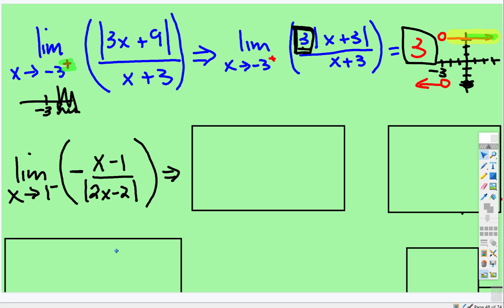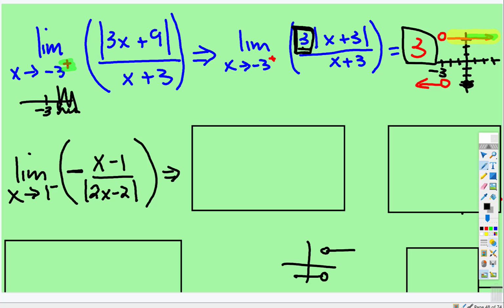Let's try another one. Now we have, oh, we have a negative graph. We haven't talked about the negative graph. Well, remember, when you have a negative, that's a reflection. So if you had the basic parent graph, this would be there, and this would be there. And if you reflected it, those two would reflect over the x-axis and would look like this. So because that's going to be negative, that parent graph is going to look more like that.